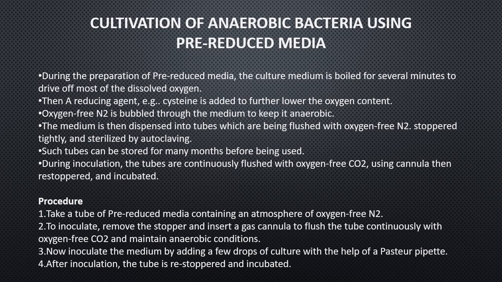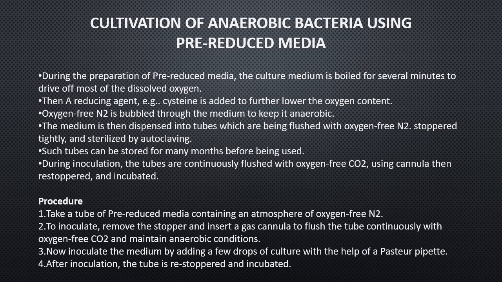About the preparation of pre-reduced media: the culture medium is boiled for several minutes to drive off the dissolved oxygen, and a reducing agent, cysteine, is added to further lower the oxygen content. Now oxygen-free nitrogen is bubbled through the media to keep it anaerobic. That is what I am calling flushing your media. The media is then dispensed in tubes, which are flushed again with oxygen-free nitrogen. It is then stoppered, meaning capped tightly, and sterilized by autoclaving. Such tubes can be stored for many months before using.